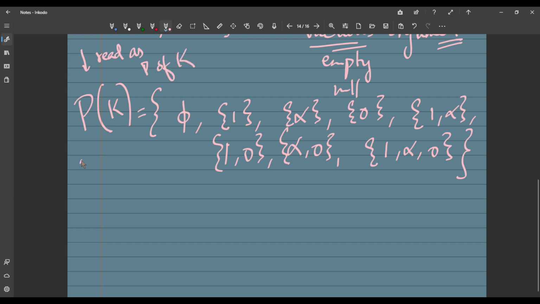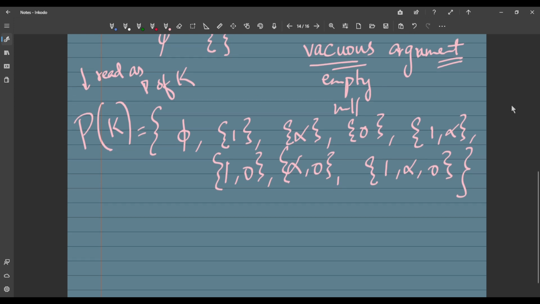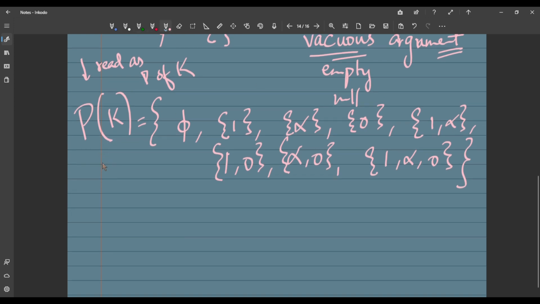We'll discuss why this is read as P of K in further chapters when you go and study about functions. But now you just need not worry about all that. You can just read it as P of K and take my word for granted. And you can also call this any set you want. I could also have called this S. So this is the power set.